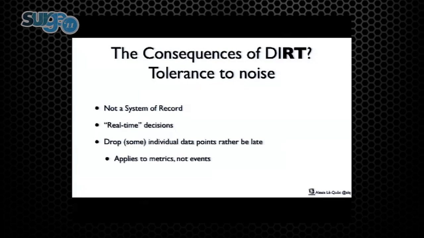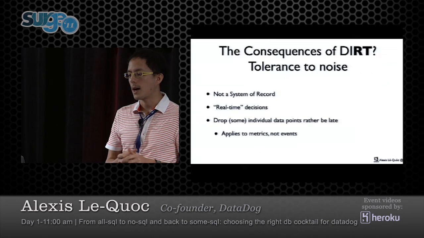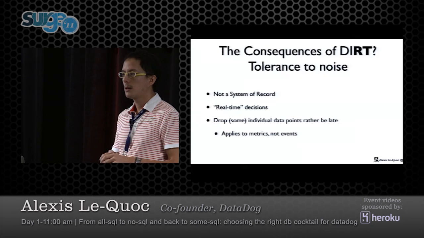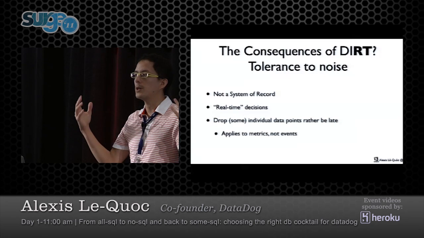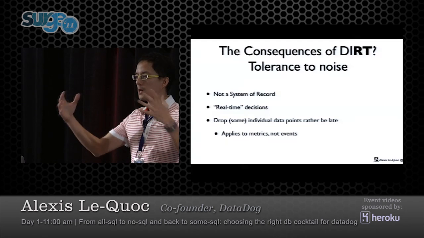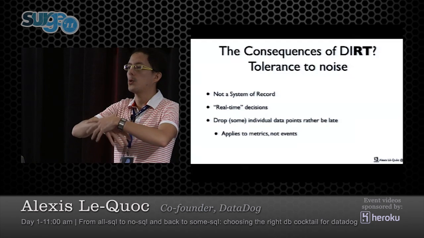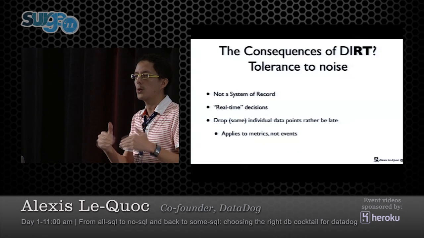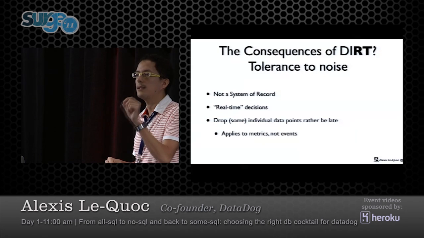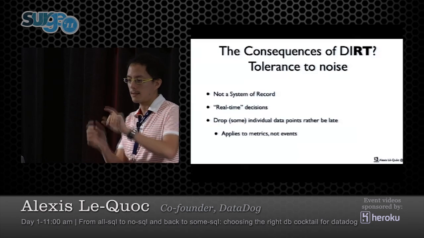I would say the last consequence of the real-time aspect, and that's really, I think, the canonical argument for DIRT, is high tolerance to noise. By that, I mean we're not a system of record. We've built an application where we get signals from all your infrastructure, but we're not ultimately the place where you want to go to see everything in detail, down to the last micro detail.